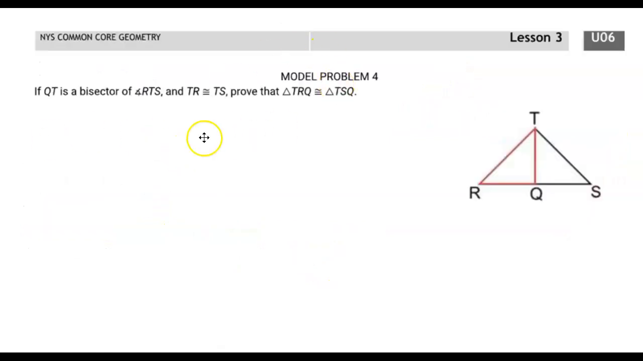Moving on to the fourth model problem, I'm going to let you mark up the diagram yourself, and then after you're done reading it over and trying to mark up the diagram and coming up with a strategy, I'll show you what the proof looks like.